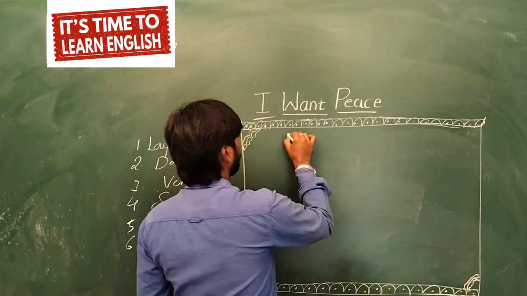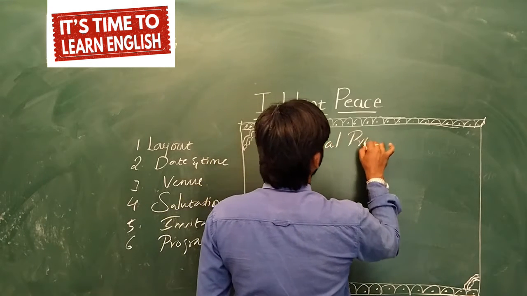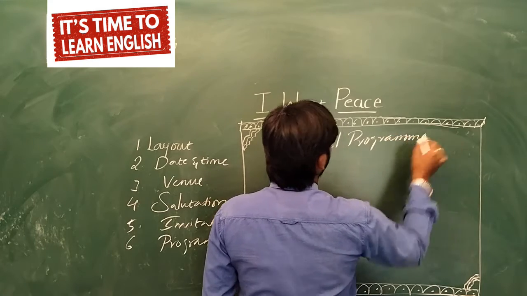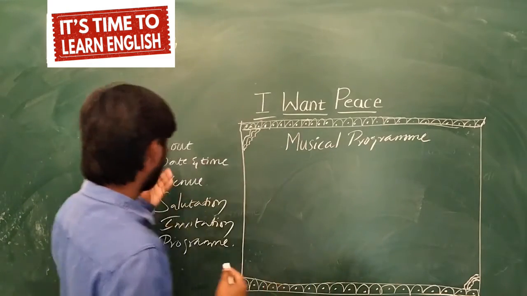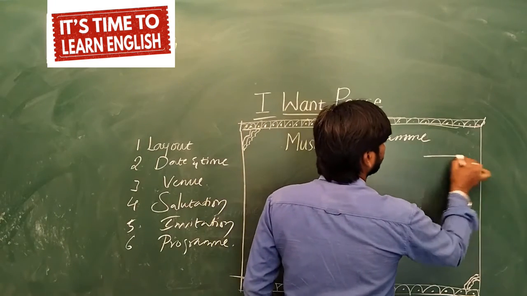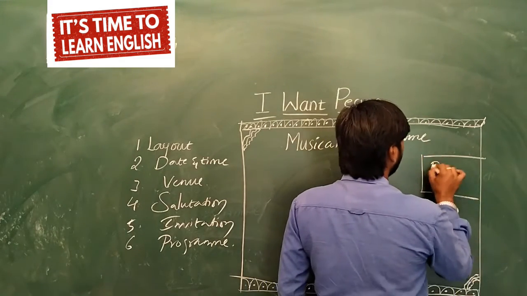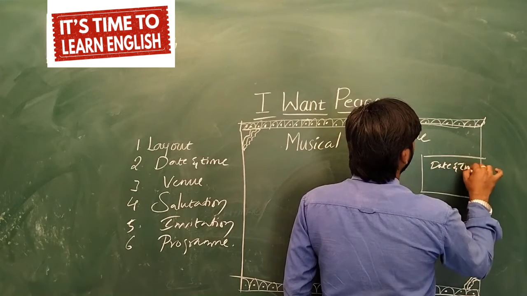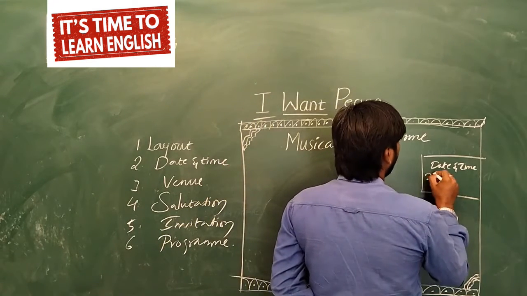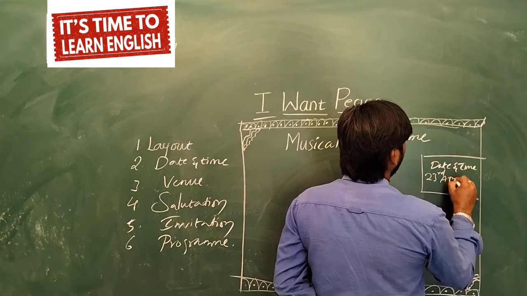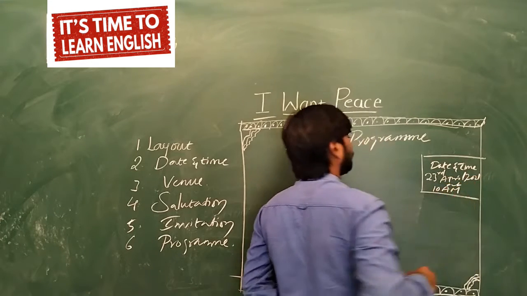So, musical program. Next, date and time. So where it was happening, date and time. So I'm writing here, date and time. So I'm writing the date, for example, 23rd April 2021 at 10 a.m. Finished.